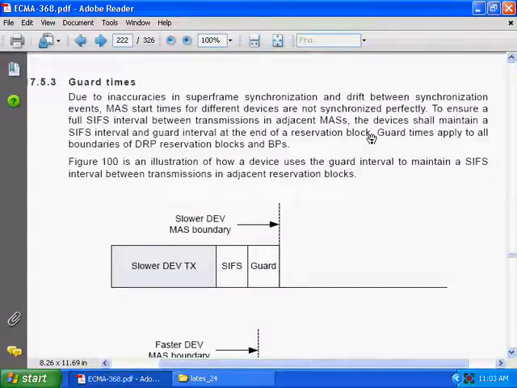So if a device wants to send packets in two adjacent media access slots, anyway it has to maintain that SIFS, right? Along with that it will have that guard time also.